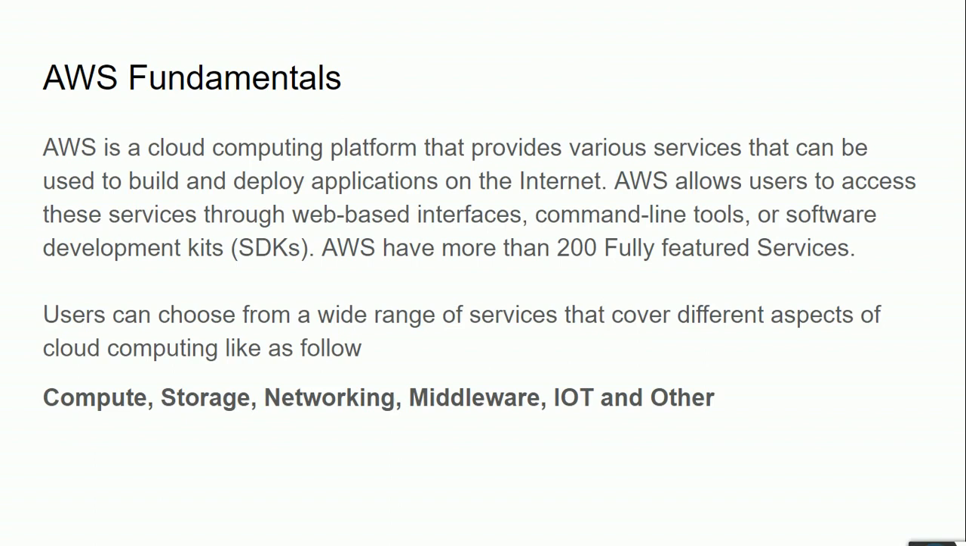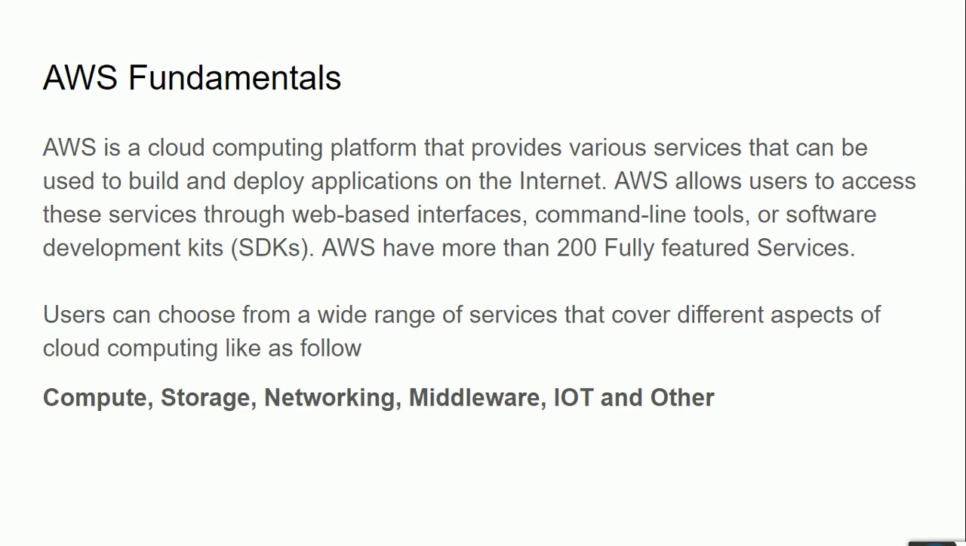Now we can move to AWS fundamentals. So what is AWS? AWS is a cloud computing platform that provides various services that can be used to build and deploy applications on the internet. Nowadays we can see many services like online streaming providers such as Netflix, Hotstar, or Amazon, banking providers, and online game providers. So numerous applications are hosted on cloud platforms.